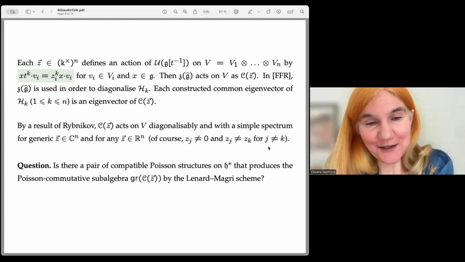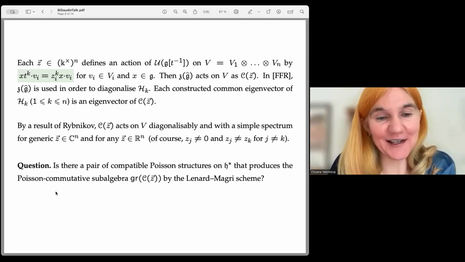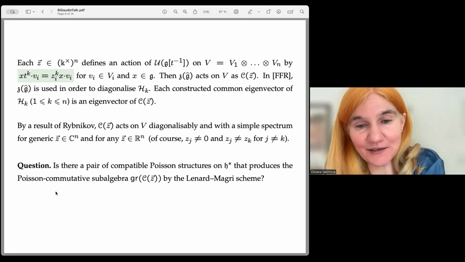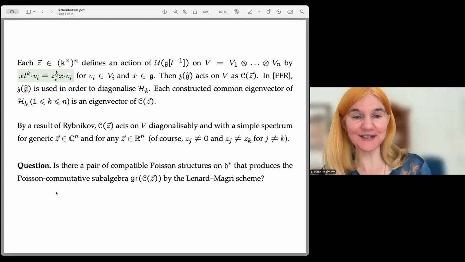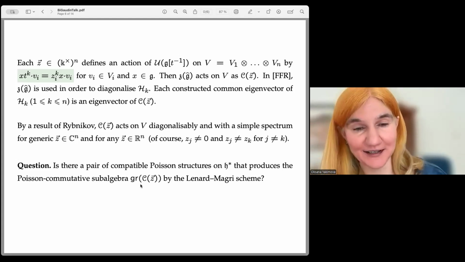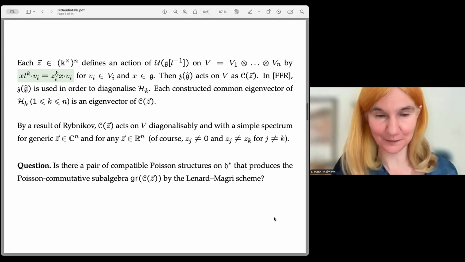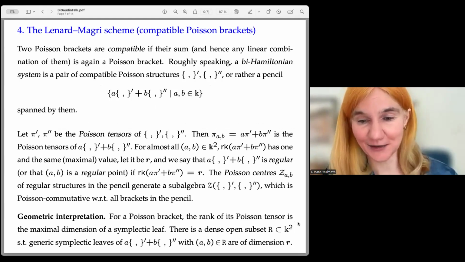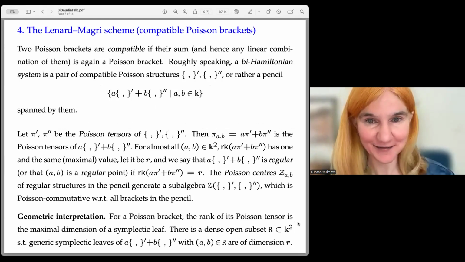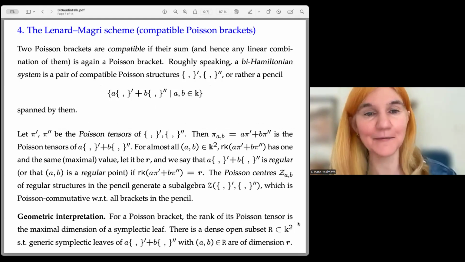So the goal of this talk is to answer the following question. Is there a pair of compatible Poisson structures on the dual of H that produces the Gaudin algebra, or rather its associated graded image by the Lenard-Magri scheme? And now I'll tell you what this Lenard-Magri scheme is, a bit roughly.